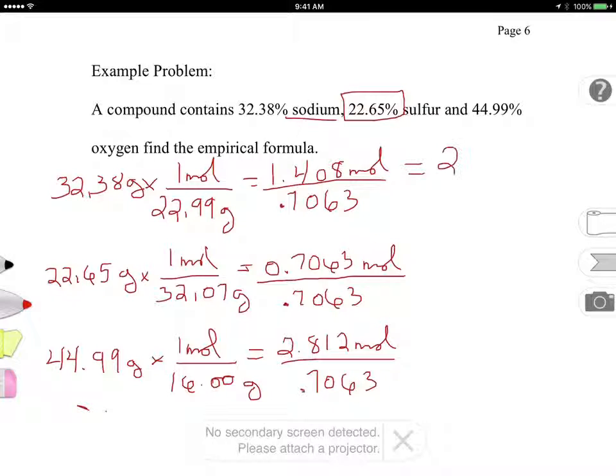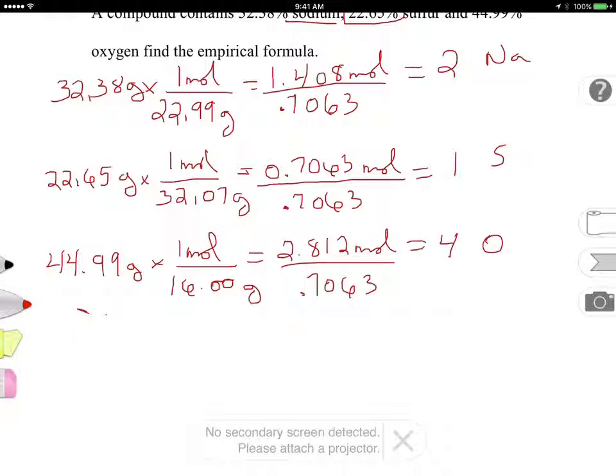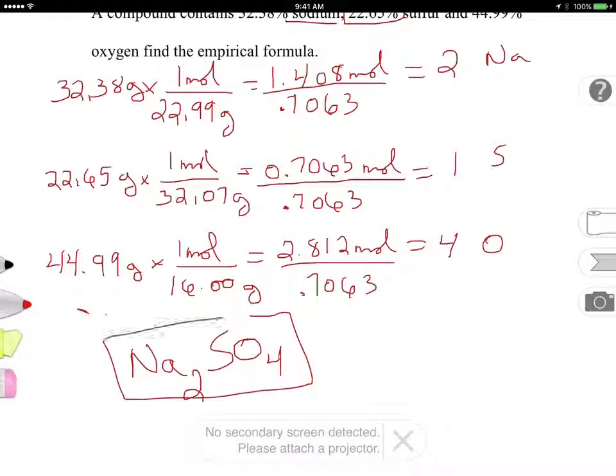I'm just going to make a nice whole number. When we do that one, we're going to get a whole number of 2, then we're going to get a whole number of 1, and then we're going to get a whole number of 4. And those correspond to the elements. So we have 2 sodiums, 1 sulfur, and 4 oxygens. So when I actually write my empirical formula, we're going to have Na2SO4, and that is your final answer.